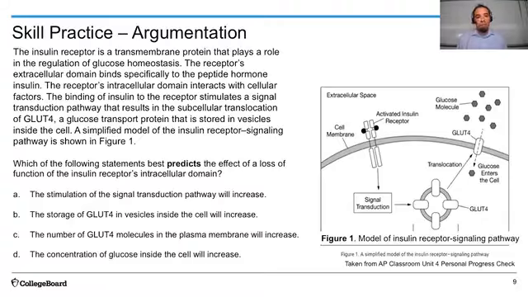So here's the question. Which of the following statements best predicts, again, predicts is the key here, the effect of a loss of function of the insulin receptor's intracellular domain? Pause the video. Again, I'm not going to read the options A, B, C, or D to you. So pause the video, try to internalize the question, internalize the image, and unpause it when you think you have an answer.